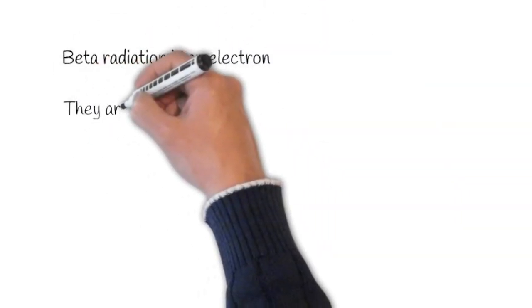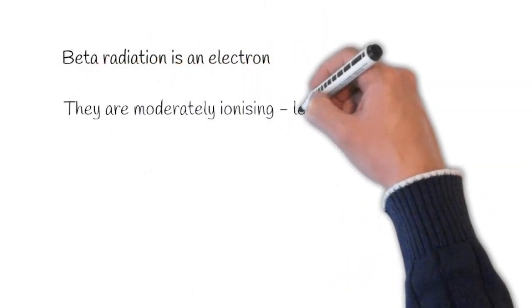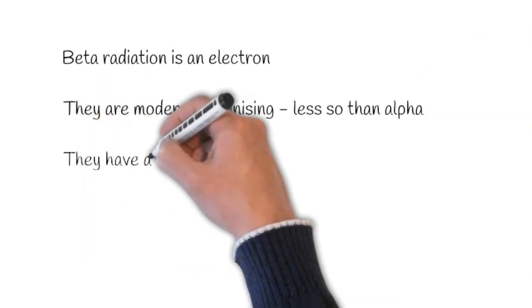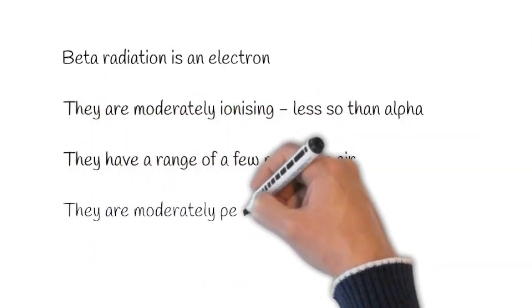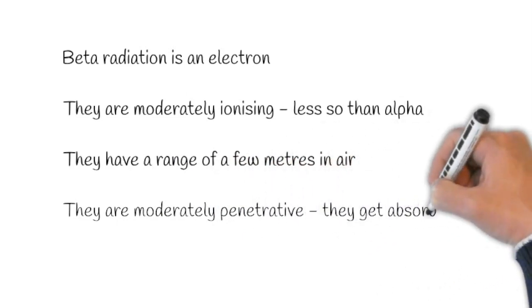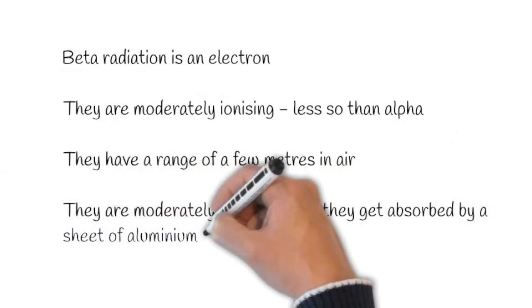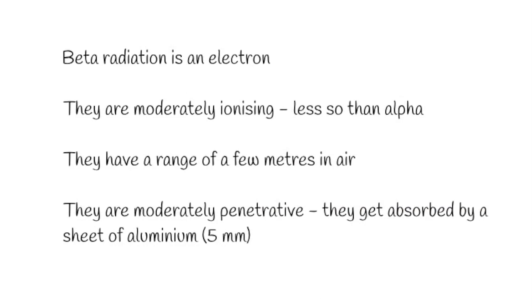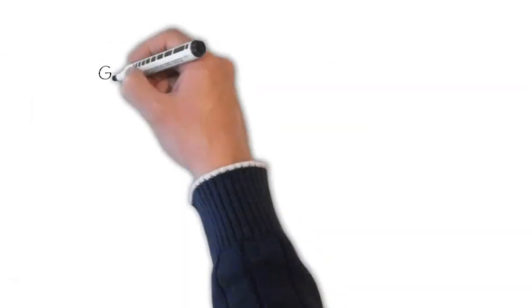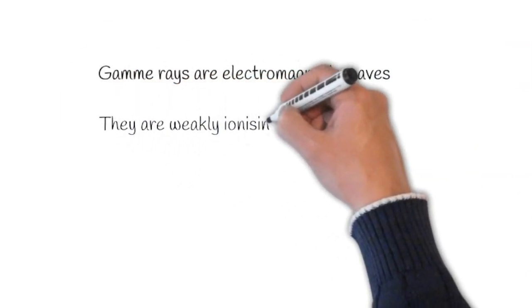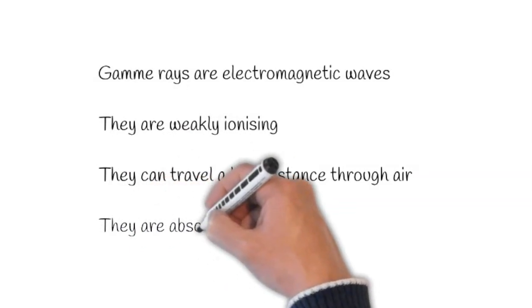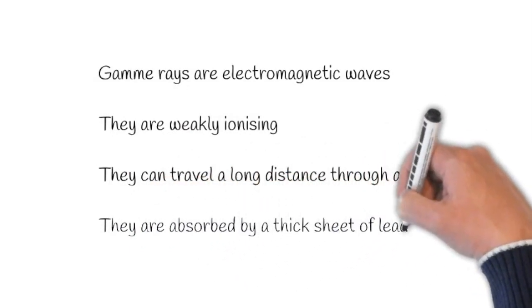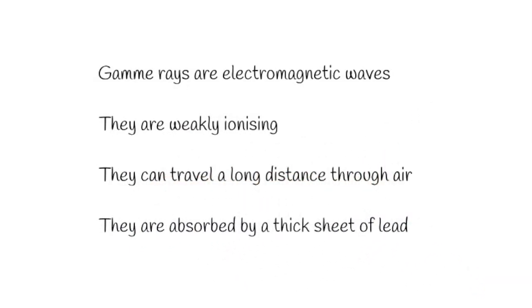Beta radiation is an electron. They are moderately ionizing, less so than alpha. They have a range of a few meters in air, and they are moderately penetrative. They get absorbed by a sheet of aluminium, about 5 millimeters thick. Gamma rays are electromagnetic waves. They are weakly ionizing. They can travel a long distance through air, and they are absorbed by a thick sheet of lead.